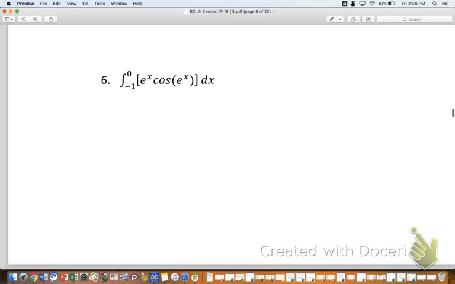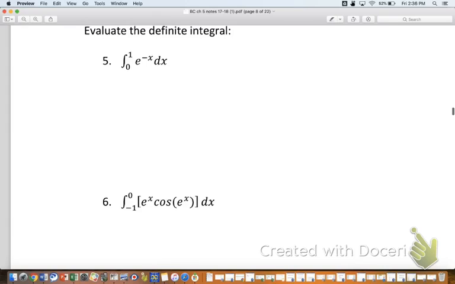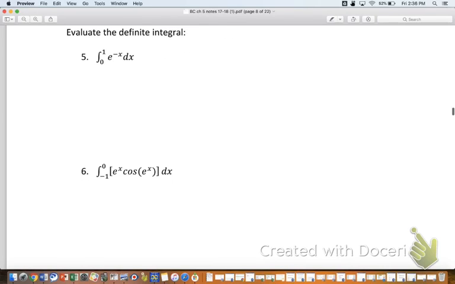And same with number 6. I think that's it. Oh, there's 7 too. Let's just do 5 and 6 right now. Please do it without a calculator, because if you could use a calculator, wouldn't you just go Math 9? Make it as complicated as possible.